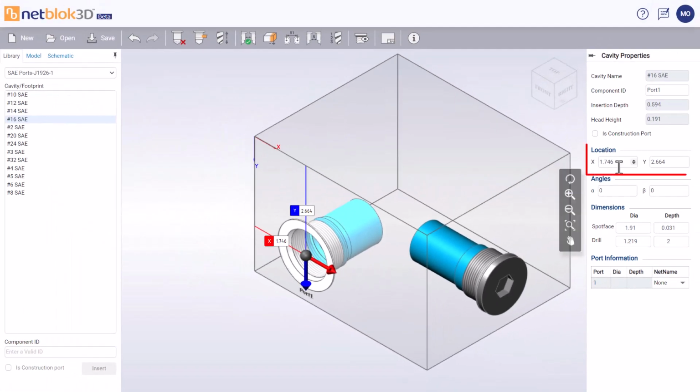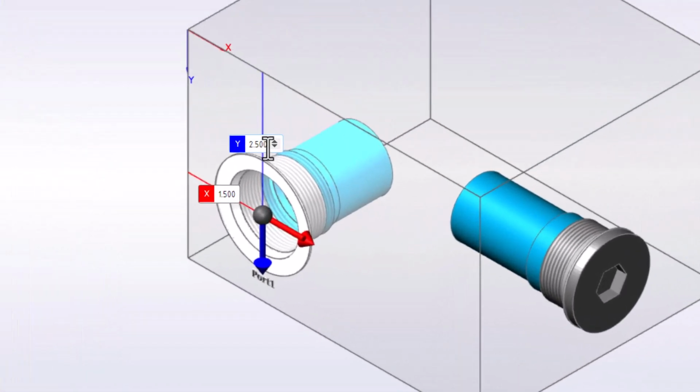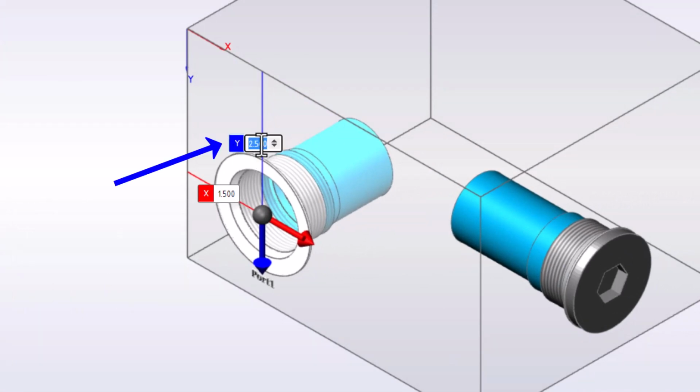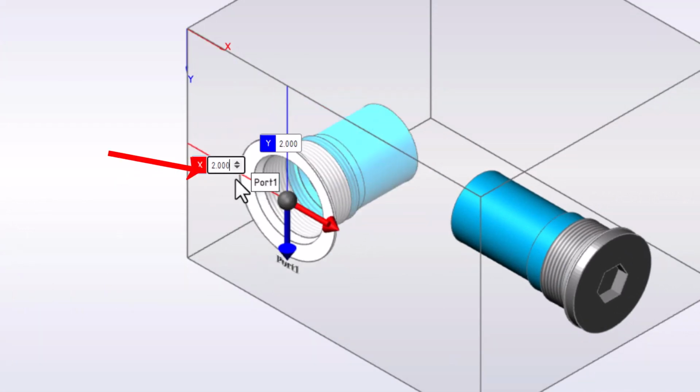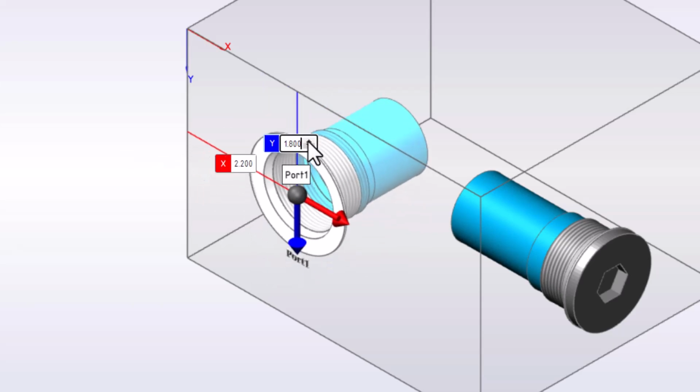If users have a precise cavity location in mind, they can key in the X and Y coordinates to the Cavity Properties pane, or use the dialog boxes in the workspace. Users can also make small incremental adjustments using the arrows that appear while hovering over these dialog boxes.